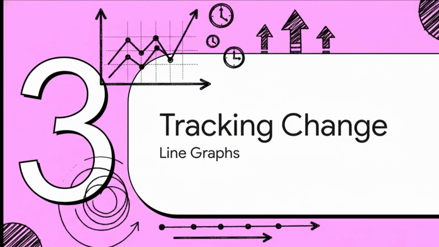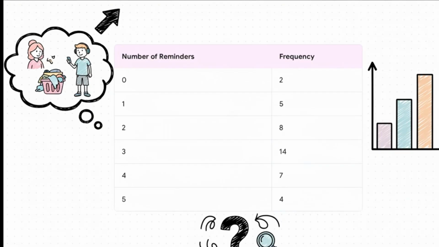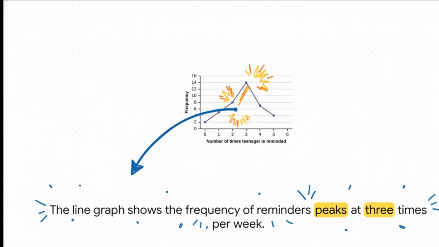But what if you need to see how something changes over time, or how one thing affects another? Well, for that job, we're going to grab another tool from our kit, the line graph. All right, check out this survey. Researchers asked 40 moms how many times a week they had to remind their teenager to do chores. This table shows us the raw numbers. You can see it all there. But it takes a second to really get what's going on, right? Like, what's the most common number? It's not super obvious. But now, look what happens when we throw it onto a line graph.